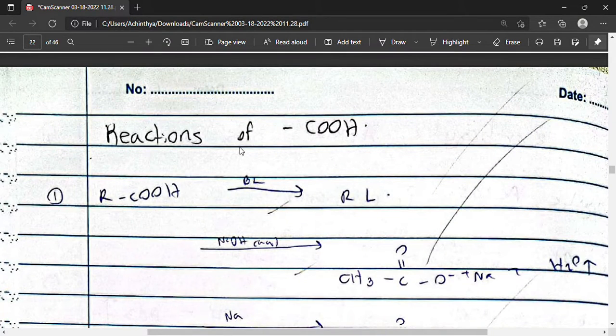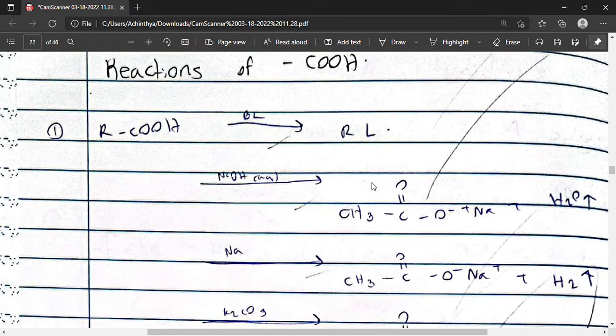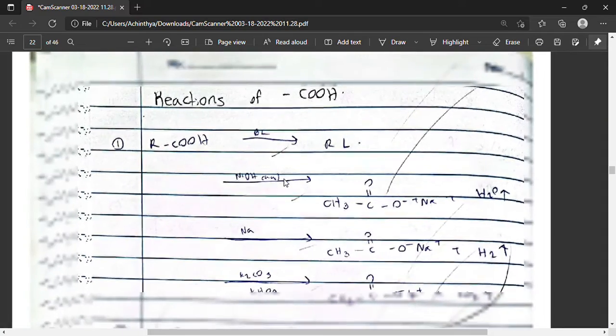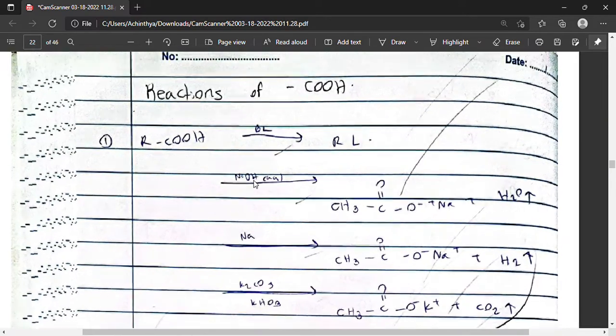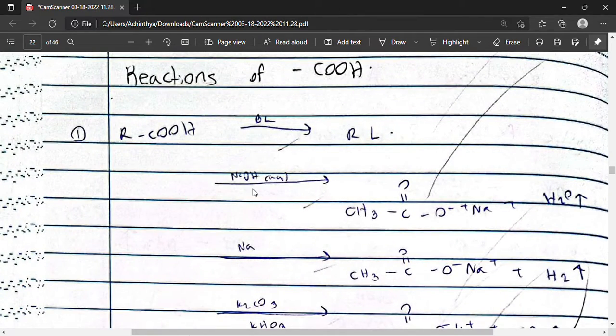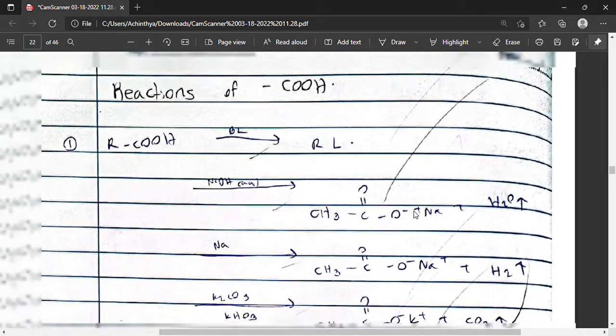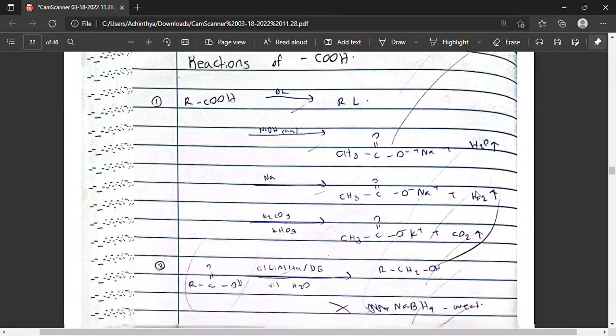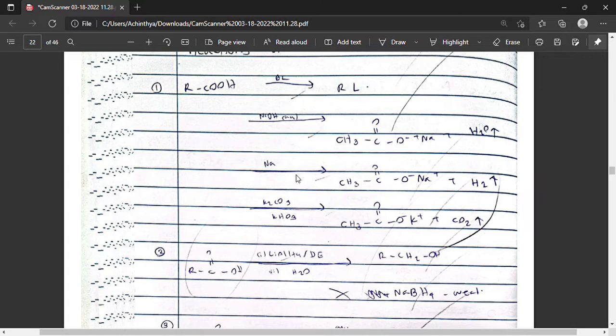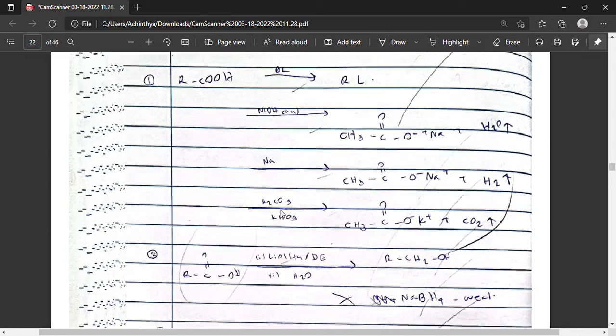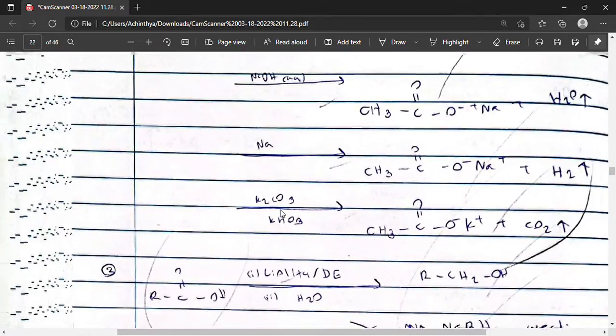Now let's talk about how carboxylic acids are used in reactions. Carboxylic acids turn blue litmus into red litmus. It can neutralize bases like sodium hydroxide to produce the salt and water. It can react with metals to produce the salt and hydrogen gas, and it can produce carbon dioxide from metal carbonates and bicarbonates. So it's a very strong acid.